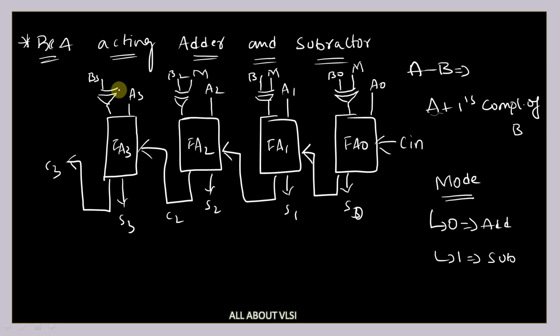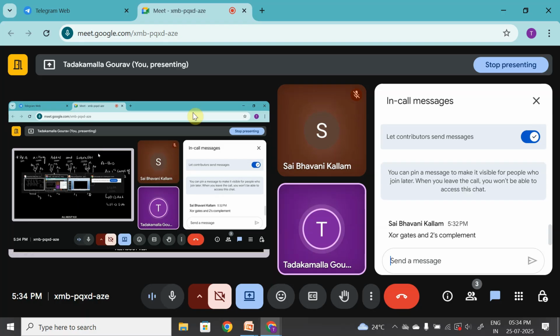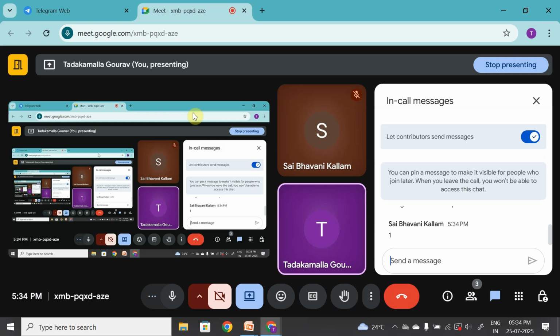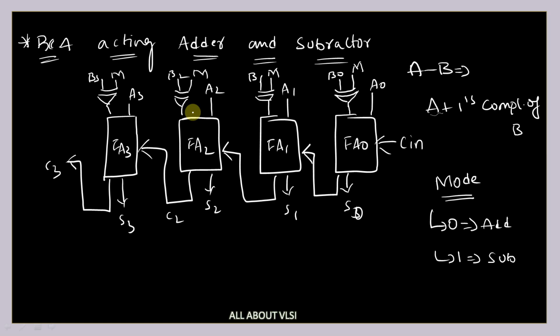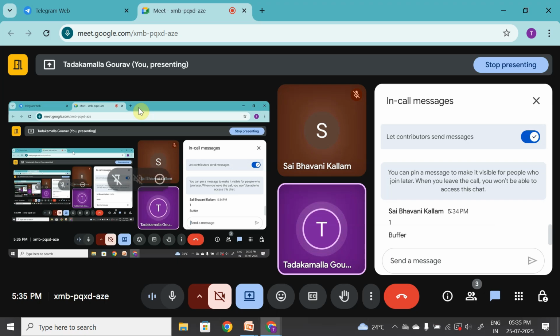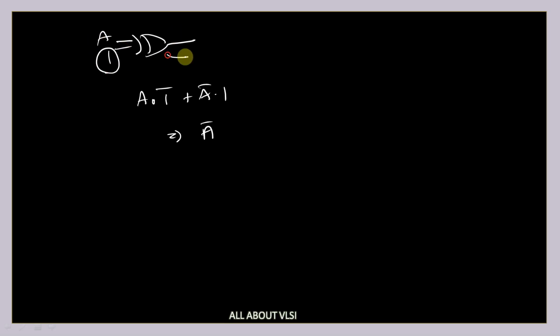Now if one of the inputs of your XOR gate is 1, then what is your output? So if one of the inputs of your XOR gate is 1, what type of gate is it acting as? Buffer or complement? So this is your XOR gate: A into 1 bar plus A bar into 1, which is nothing but A bar. So if one of the inputs of your XOR gate is 1, then it is a NOT gate.